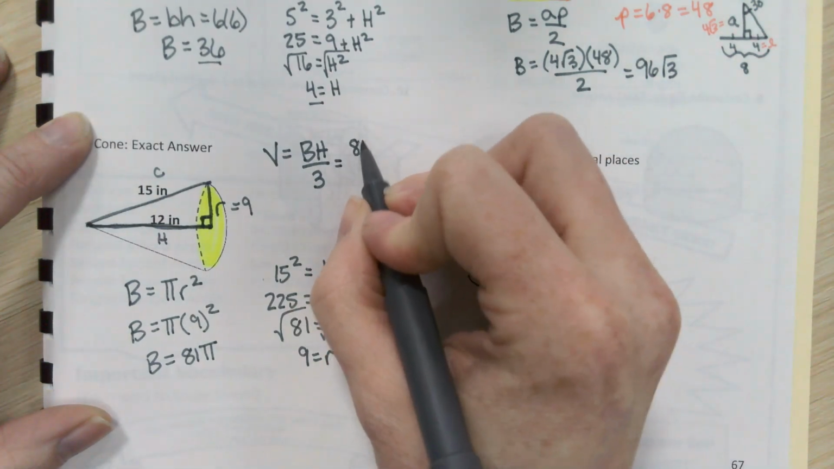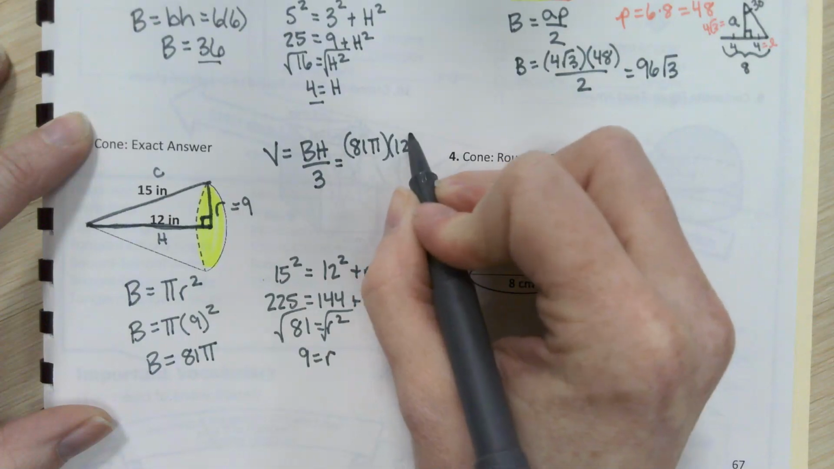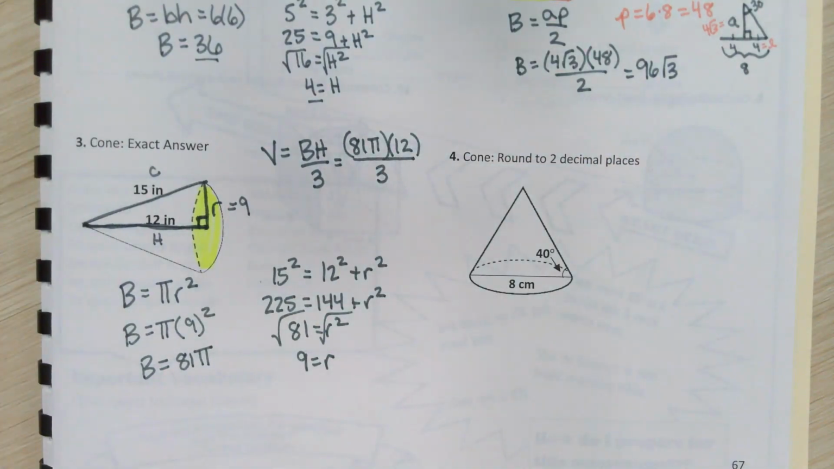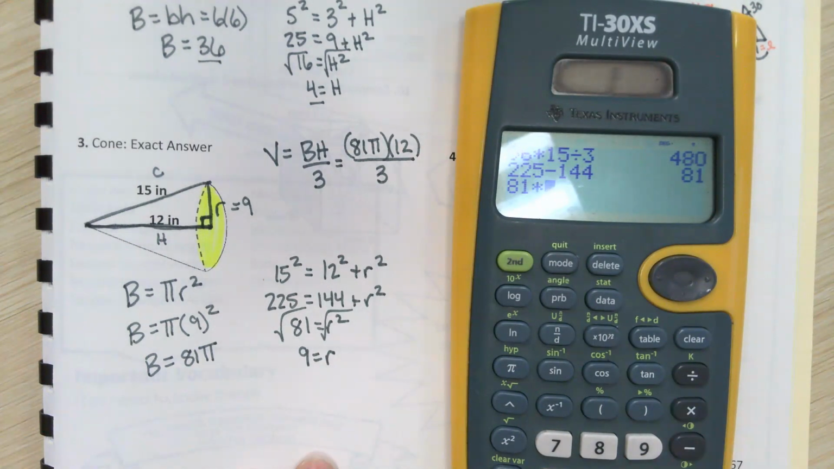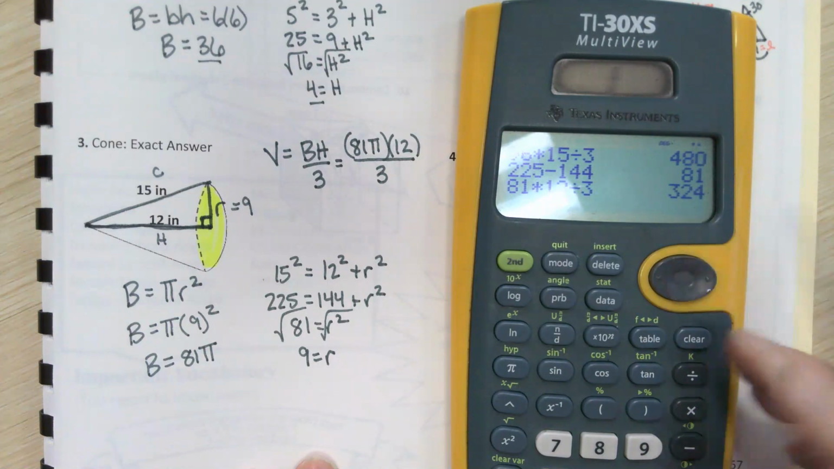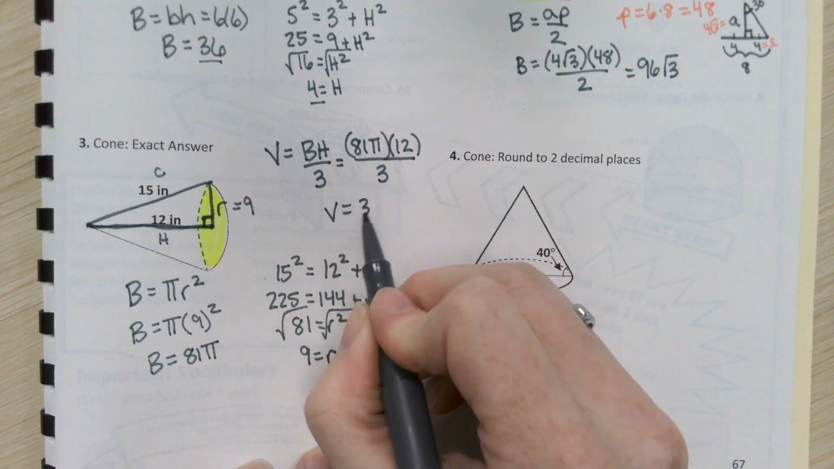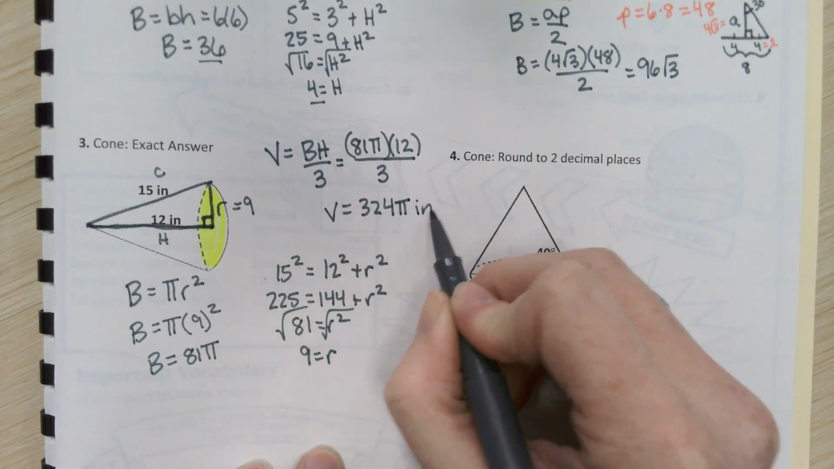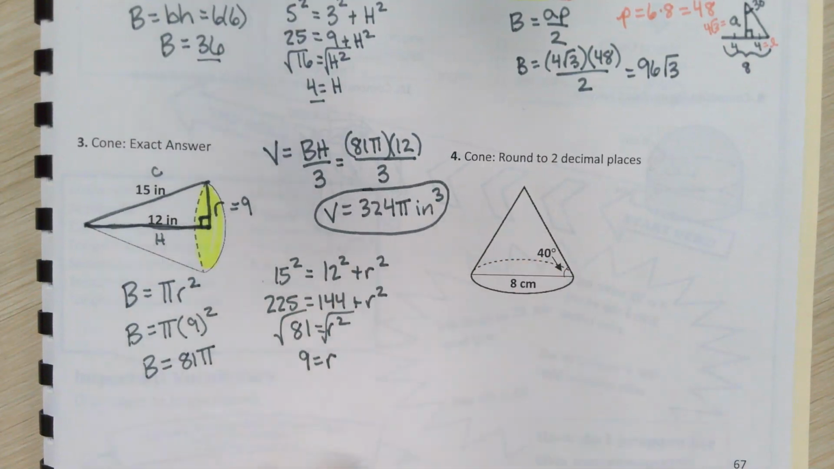And with that, we're ready to go. Base area of 81 pi times a height for the cone of 12 and then divided by 3. Again, to keep that exact, we'll take care of 81 times 12 and also dividing by 3. So we'll land at 324, which needs to have a pi attached to it to represent the official volume in terms of cubed inches this time.